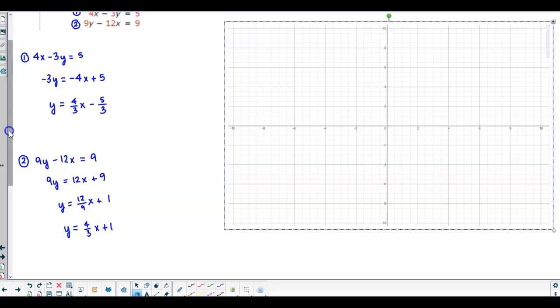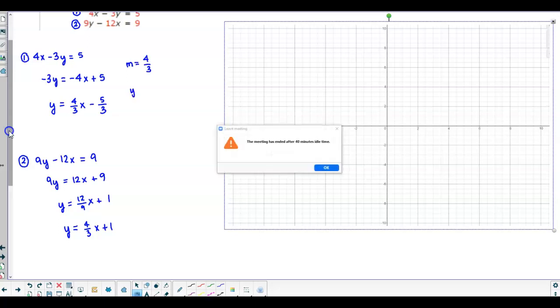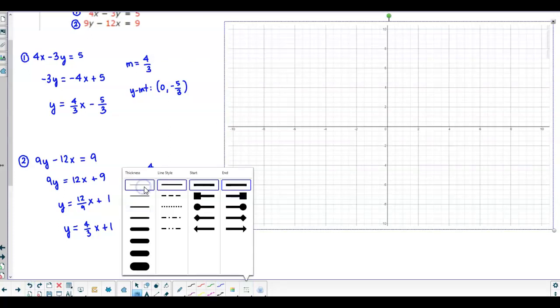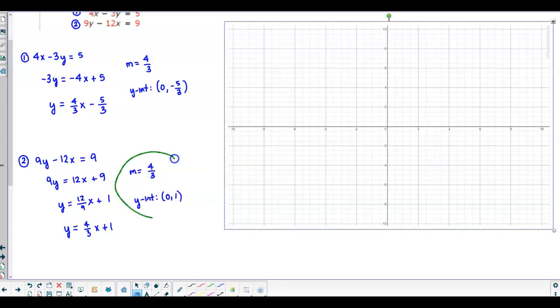So in our first equation, we can see that we have a slope of 4/3, and we have a y-intercept at 0, negative 5/3. And then in equation number 2, we can see that we have a slope of 4/3, and we have a y-intercept at 0, 1. So we're going to go ahead and graph the second equation.